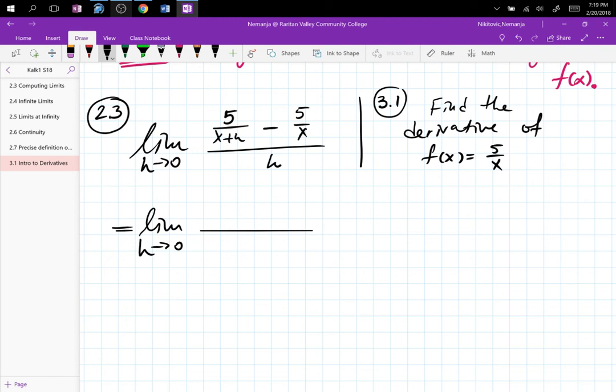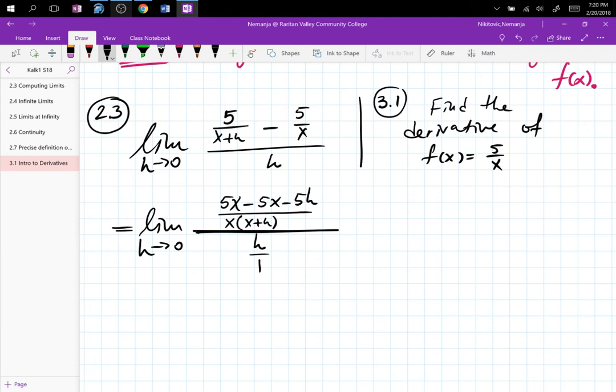As you do that, you have the common denominator of x times x plus h, and in the numerator, the cross multiplication will give you 5x minus 5x minus 5h. And everything is divided by h. Now this is your main division line. It's important to have the main division line longer than all other lines, because it helps you to set this over 1 under h.